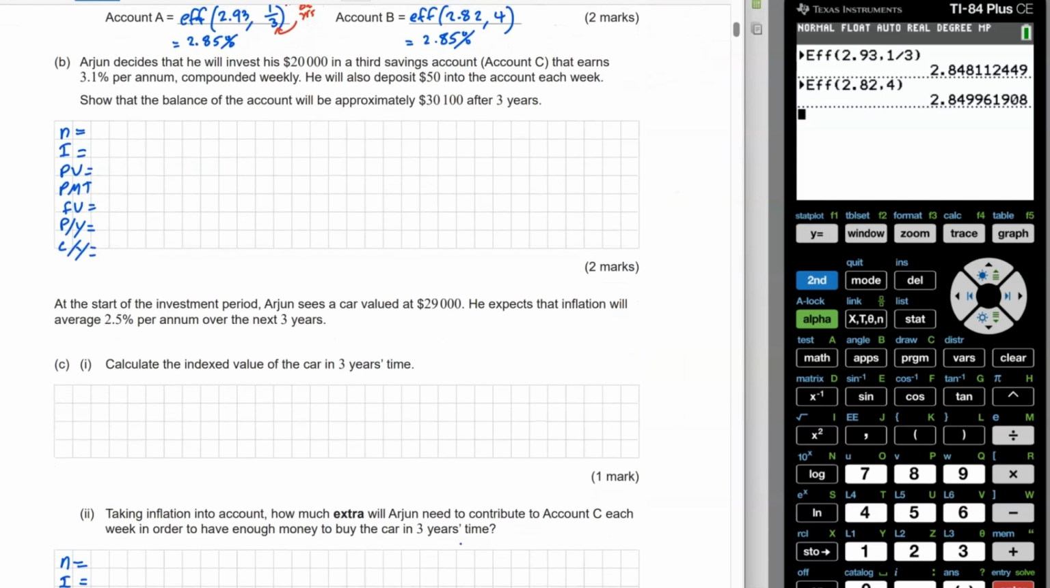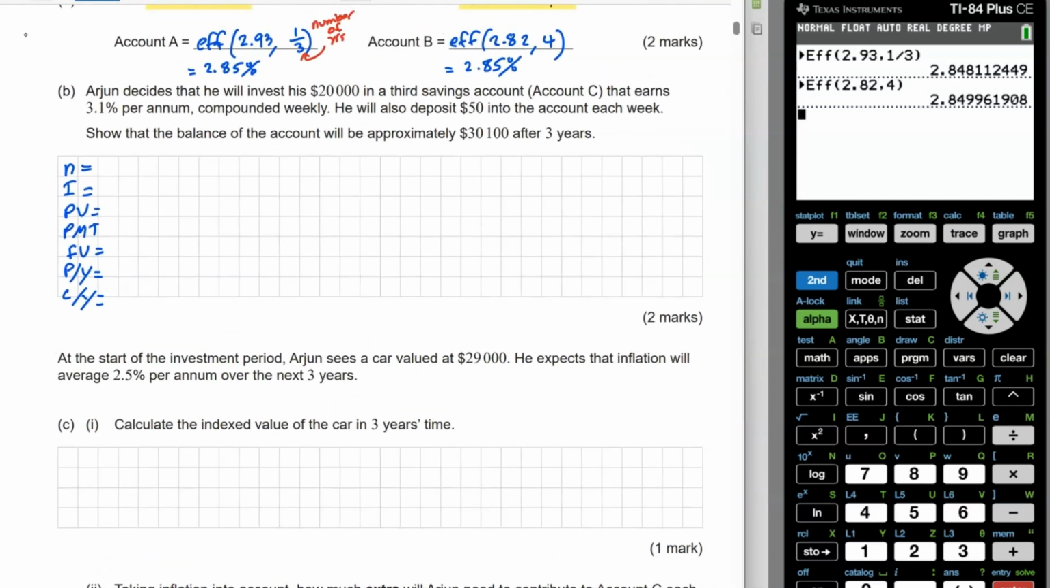Okay, moving down to part B. This time Arjun decides to look at a third account, and it has 3.1% compounding weekly, and he's going to be adding an extra $50 into that account every week. The balance of the account at the end of 3 years we want to show is going to be $30,100. I've already set up our calculator input here, but it is compounding weekly, so PY and CY are going to be equal to 52. And because it's for 3 years, our N is going to be 3 times 52.